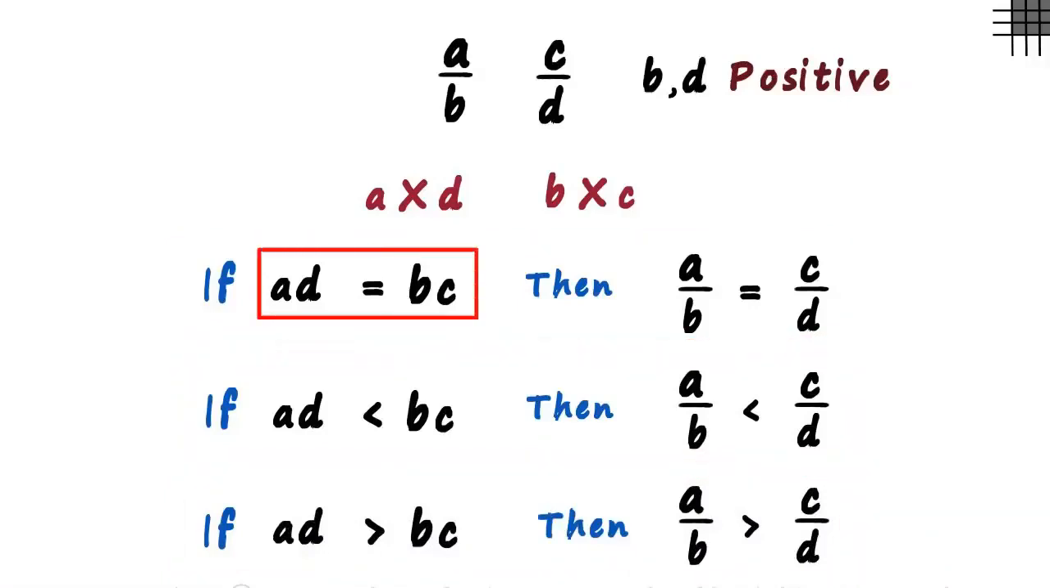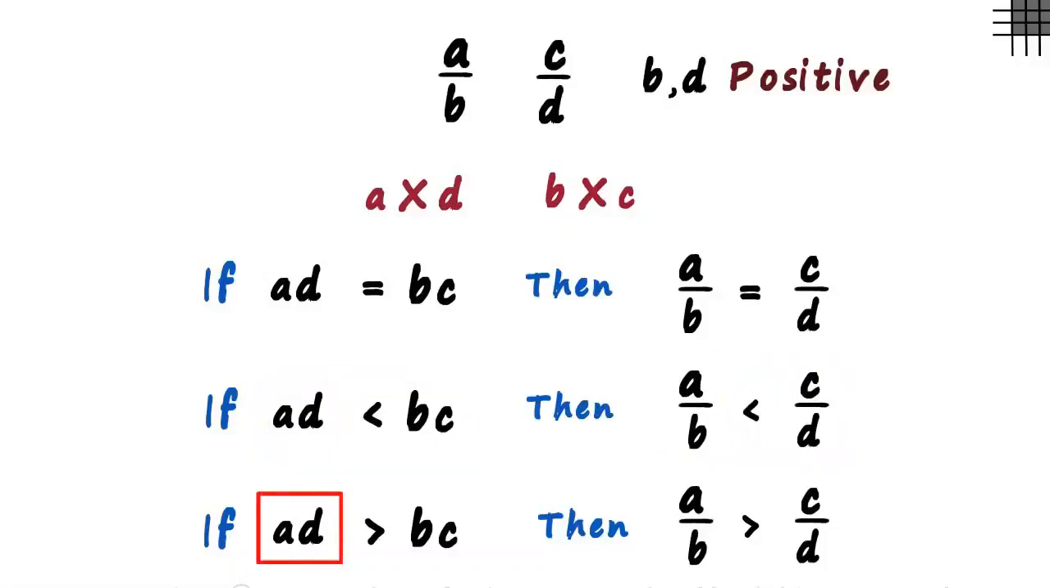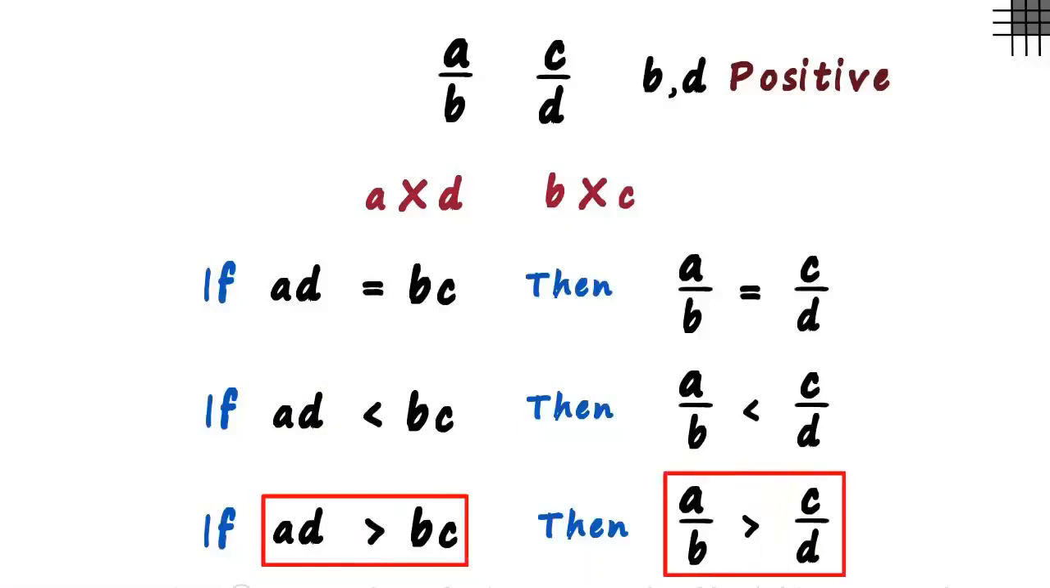If the products are equal, the rational numbers are equal. If this product is lesser than this one, then the first rational number is smaller. And if this product is greater than this one, then the first rational number is larger.